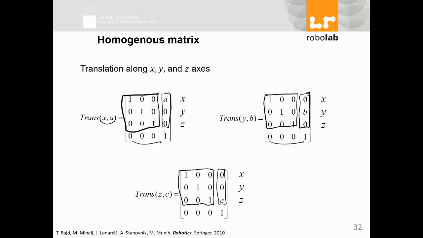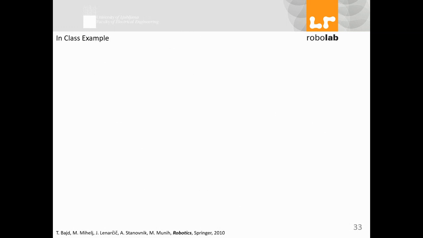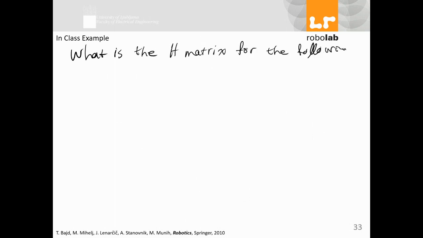So each component of the last column, the first three elements, represents translational movement in the direction of X, Y, and Z. So write a matrix. What is the homogeneous matrix for the following linear or translational movement?